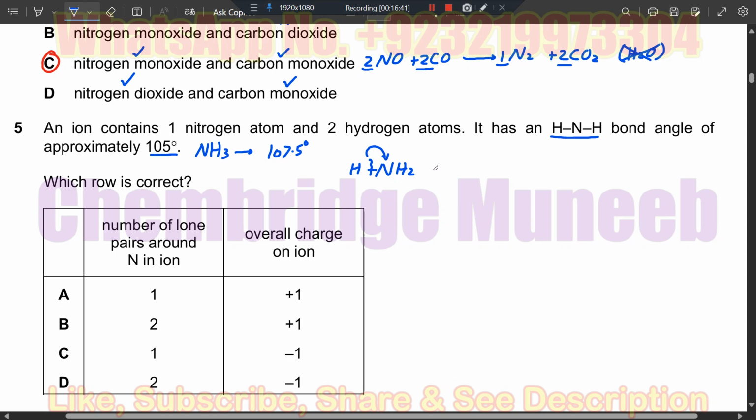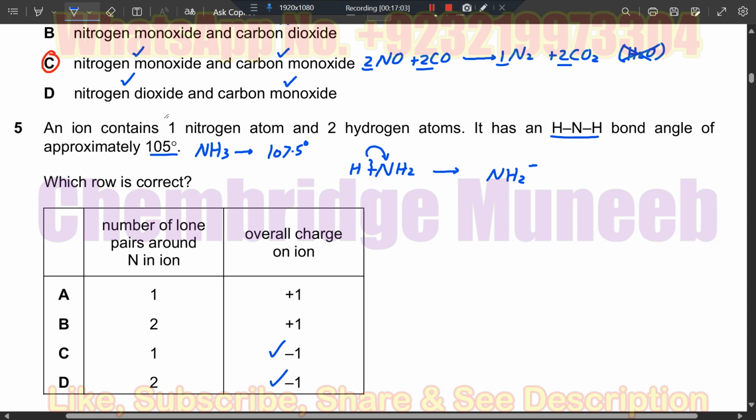As a result of this, the N with 2 hydrogen atoms must have a charge on it, because it has gained the electrons of the hydrogen as well. So there should be a charge on it. So we could say this is the charge present. Now about the number of lone pairs around the nitrogen.